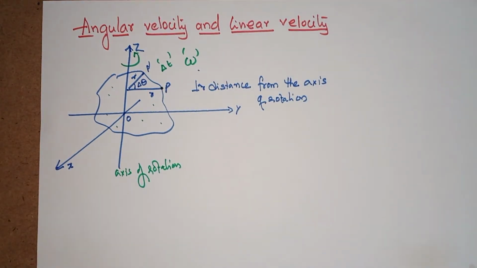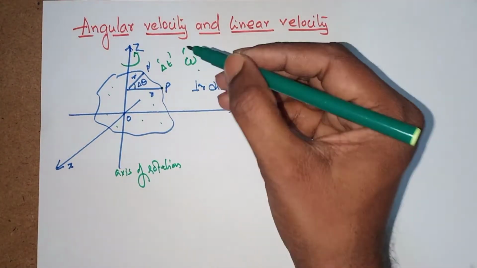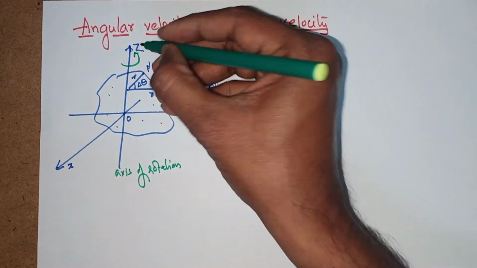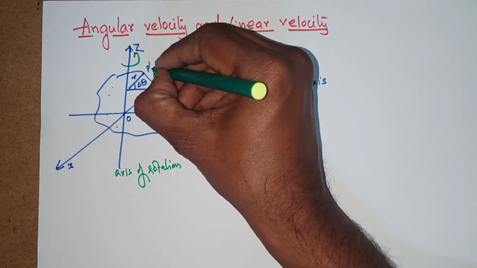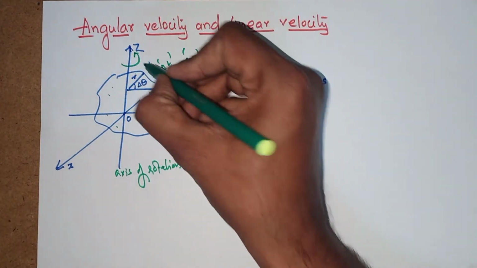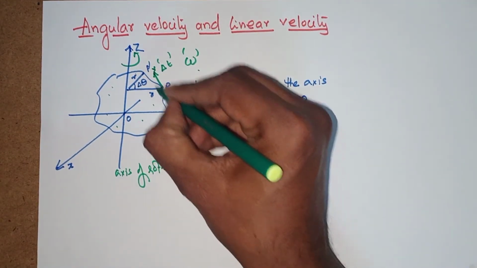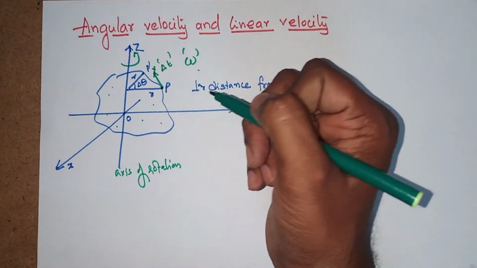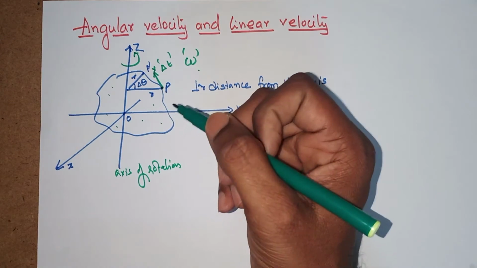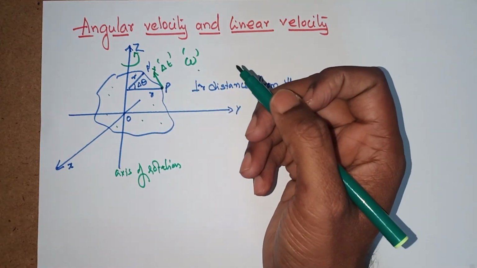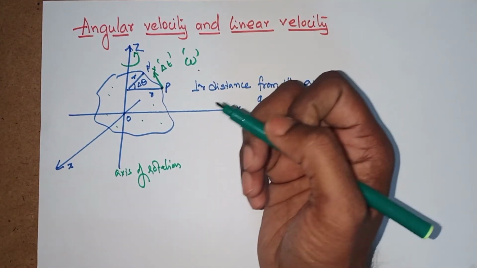How to define angular velocity omega and how to define linear velocity? Linear velocity means a tangent can be drawn at that particular point, which describes the linear velocity v. Wherever you choose a particular point, you draw a tangent. A tangent is a line touching that point. So the tangent direction indicates the linear velocity direction.